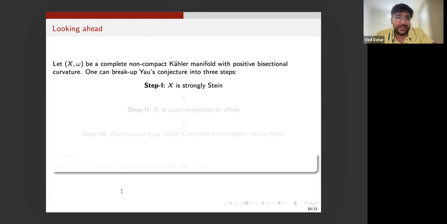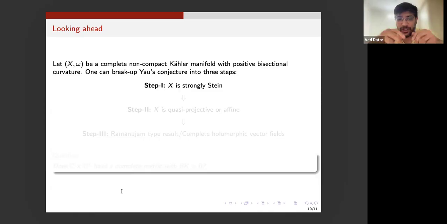Okay, so maybe I'll end with some speculating. Let X, omega be a complete non-compact Kähler manifold with positive bisectional curvature. I'm now thinking about the original strong form of Yau's conjecture. A natural thing to do is to divide Yau's conjecture into three steps. First, show that X is strongly Stein. By this I mean that you not only show that it's Stein, but you actually show that there's a PSH exhaustion function with a uniformly bounded gradient. Why? Because then our PDE method will actually be applicable.